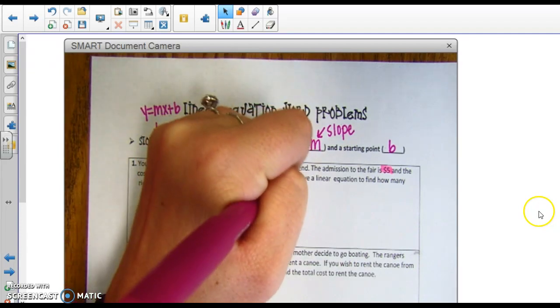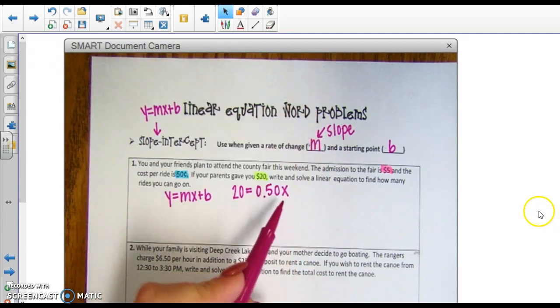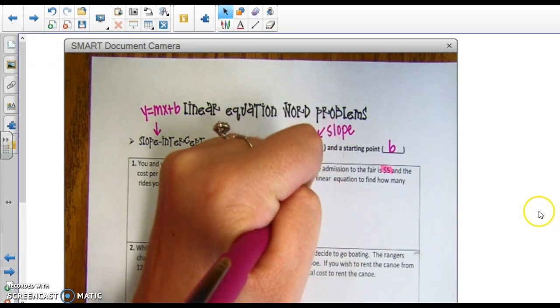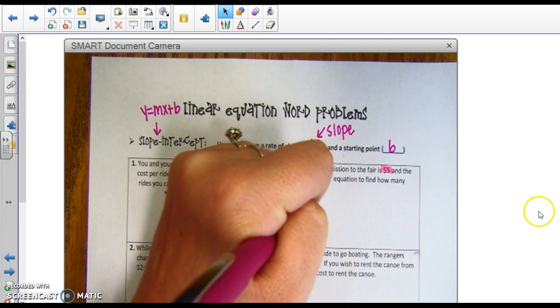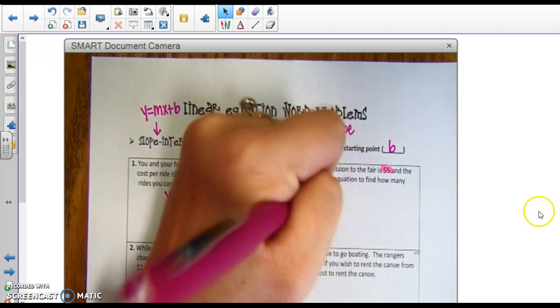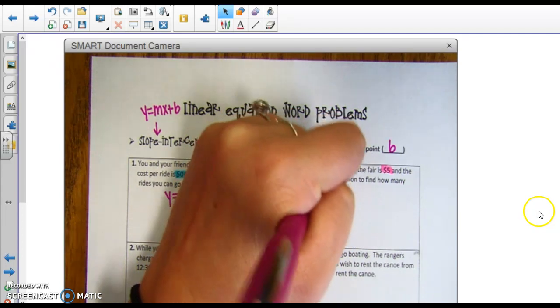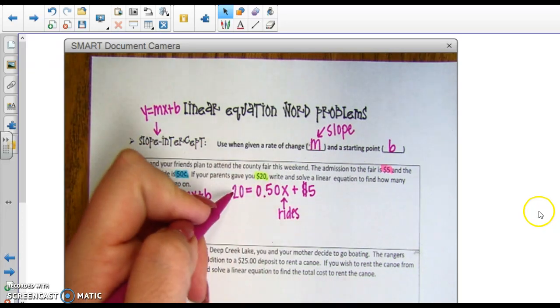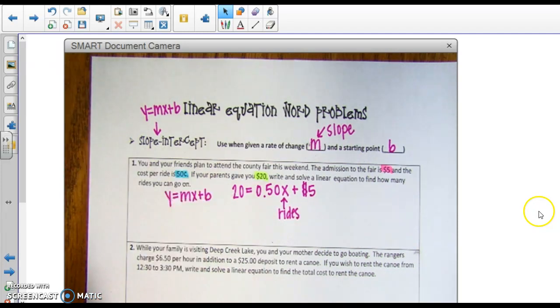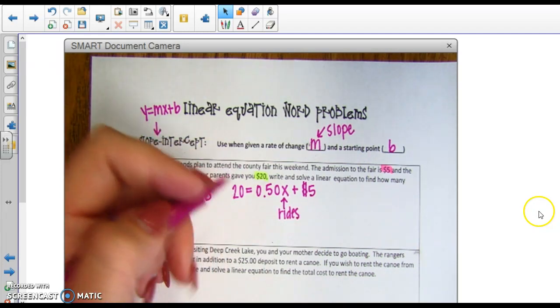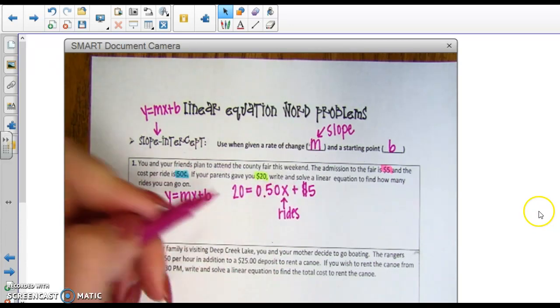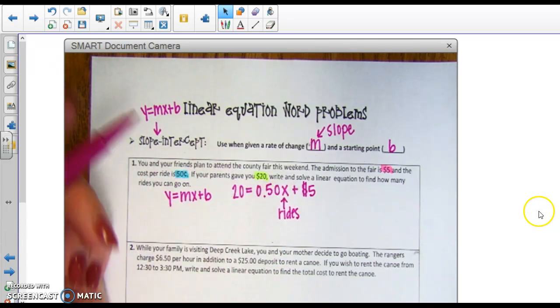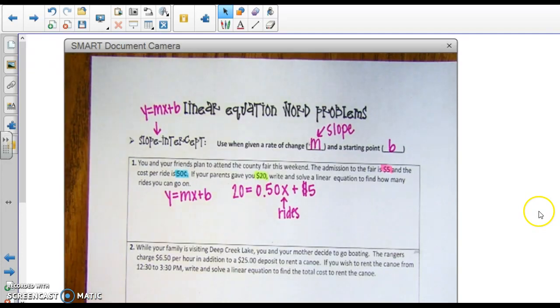I don't know how many rides I can go on yet, so x is going to be our number of rides, and we are starting with having to pay $5. When we know that we only have $20, say we didn't know how much money we had, we would still use this equation. We would just not have $20. If we graphed it, we could see that if we had this amount of money, then this is how many rides we could go on.